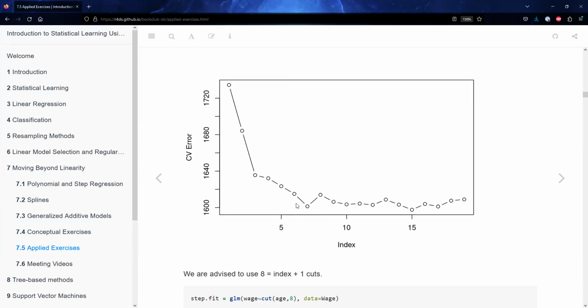We look at the graph, we could see that at about index 7, we have the lowest cross-validation error. Now, I probably should have gone back and reread the chapter a bit. The advice is to use 8, where it's index +1. At first, I was thinking that if you have 7 cuts, you would have 8 pieces for the piecewise function, but I'm not quite sure the intuition here otherwise.